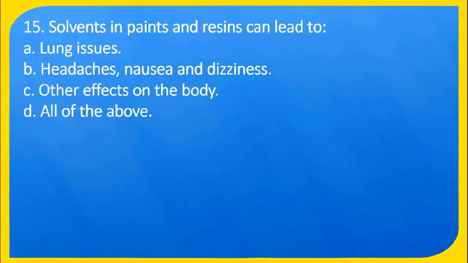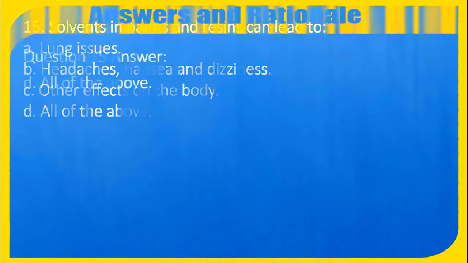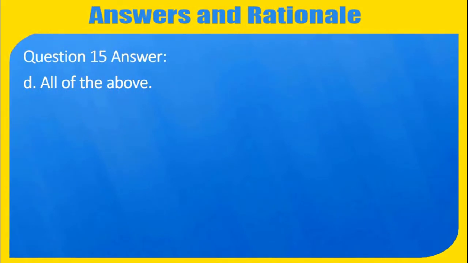Question 15. Solvents in paints and resins can lead to A. Lung issues. B. Headaches, nausea and dizziness. C. Other effects on the body. D. All of the above. Question 15. Answer D. All of the above.